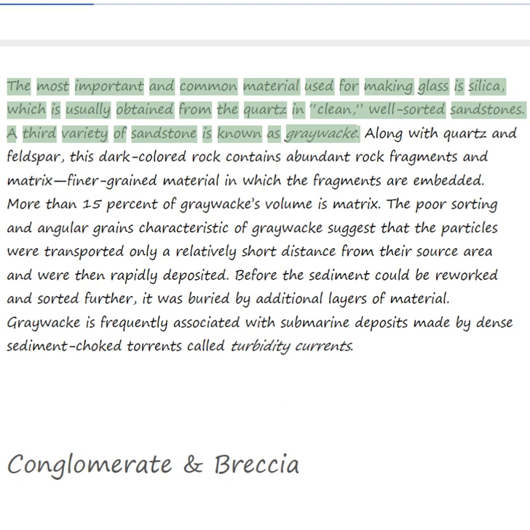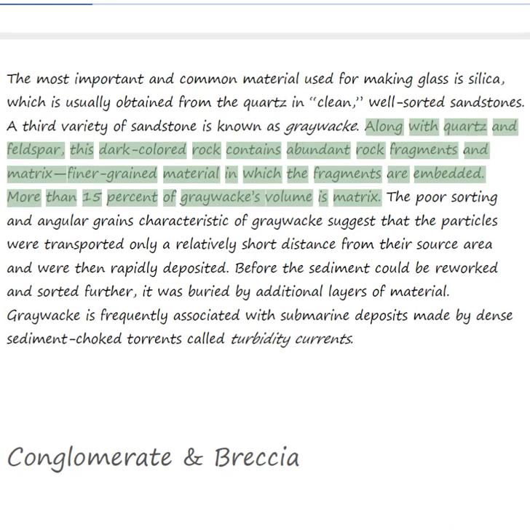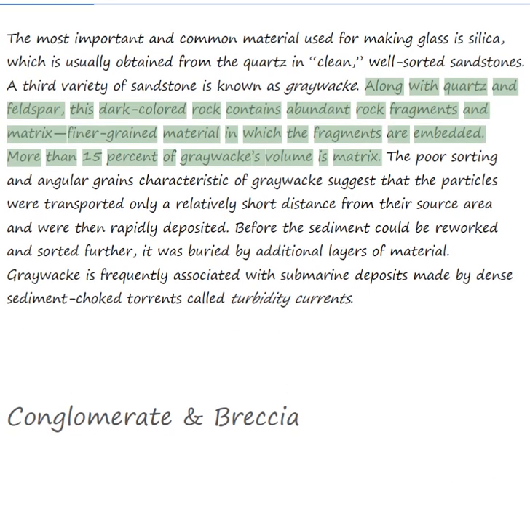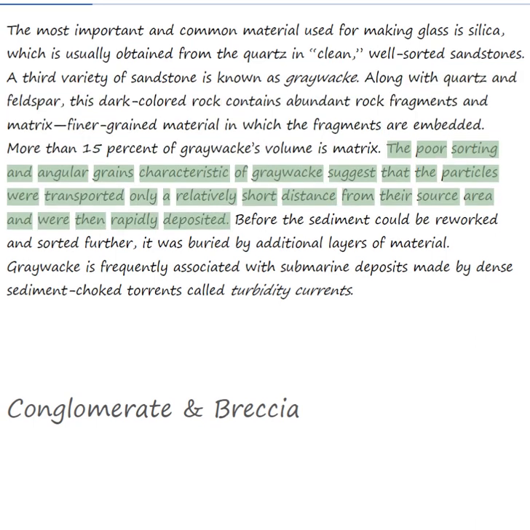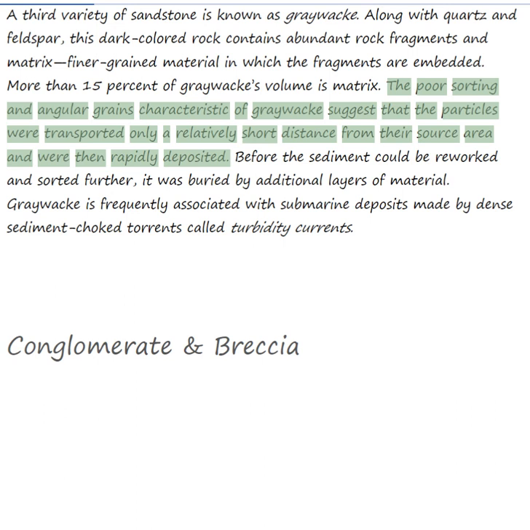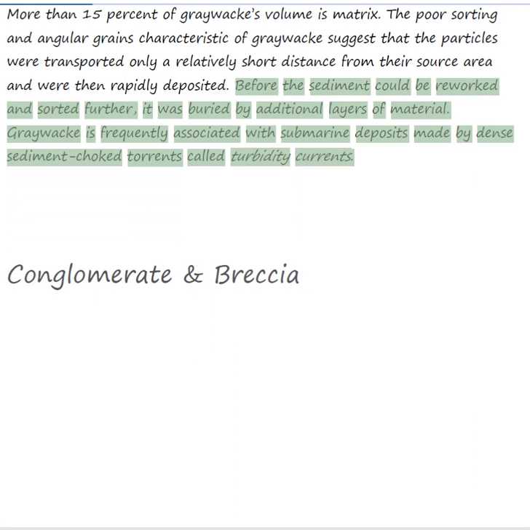A third variety of sandstone is known as greywacke. Along with quartz and feldspar, this dark-colored rock contains abundant rock fragments and matrix, finer-grained material in which the fragments are embedded. More than 15% of greywacke's volume is matrix. The poor sorting and angular grains characteristic of greywacke suggest that the particles were transported only a relatively short distance from their source area and were then rapidly deposited. Before the sediment could be reworked and sorted further, it was buried by additional layers of material. Greywacke is frequently associated with submarine deposits made by dense sediment-choked torrents called turbidity currents.